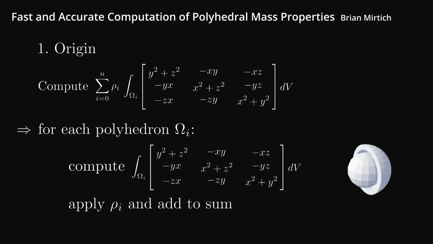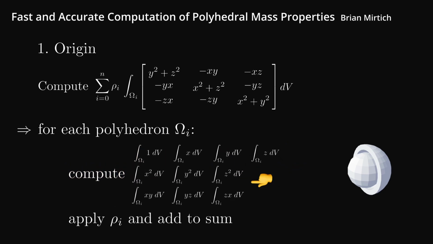The paper splits up the inertia computation into a total of 10 integrals. These 6 here are directly needed for the inertia tensor. The last row corresponds to the off-diagonal inertia tensor entries without the negative signs, while the diagonal elements are decomposed into their 3 main components, x squared, y squared and z squared. The remaining 4 integrals are for the computation of the mass itself and the center of mass, which is needed for the second step of the algorithm.